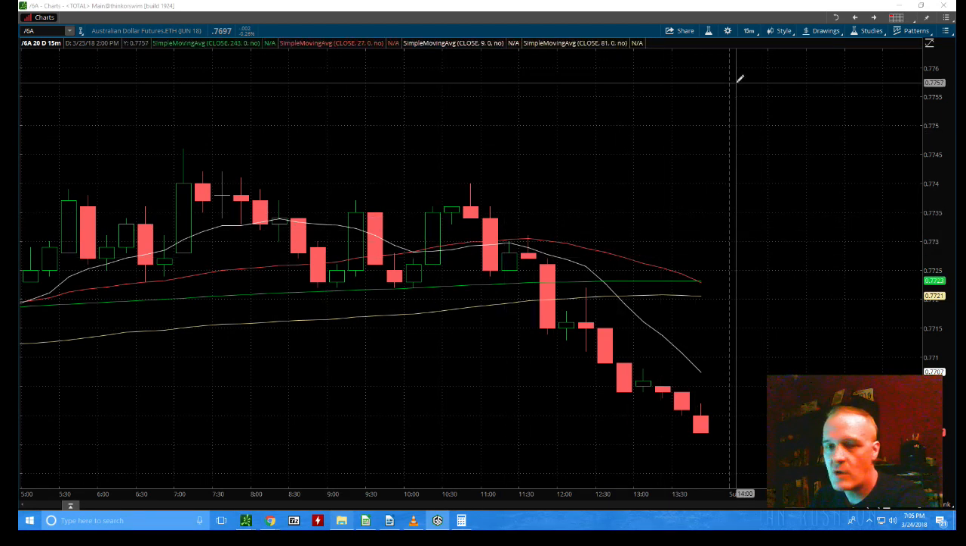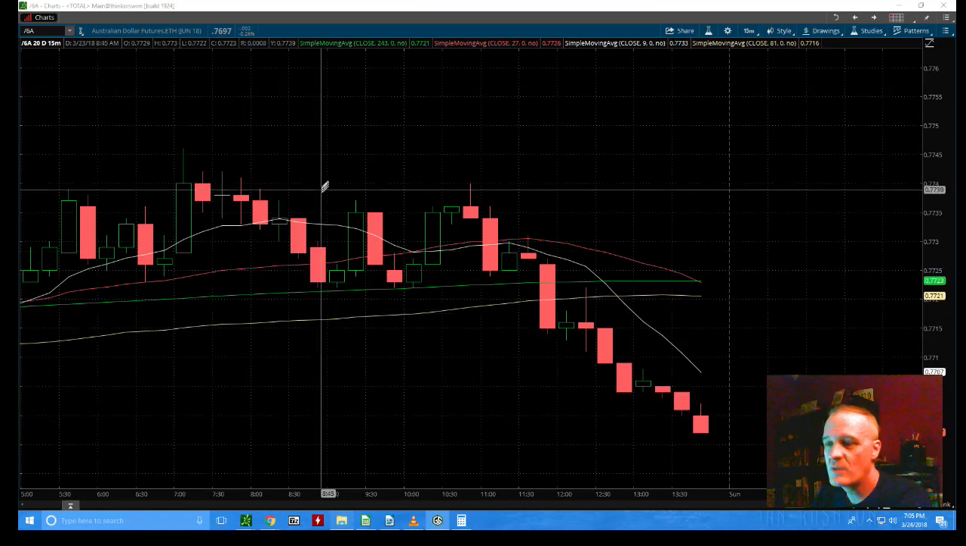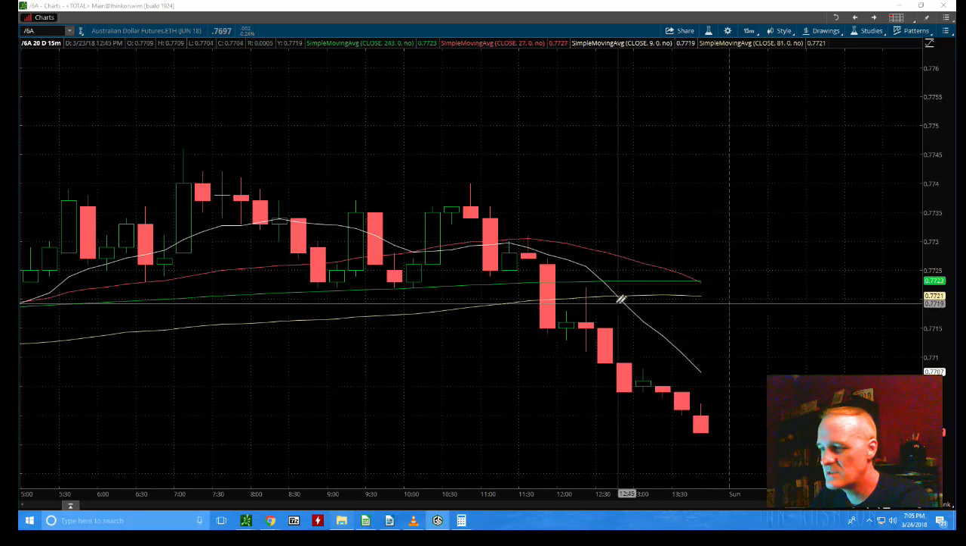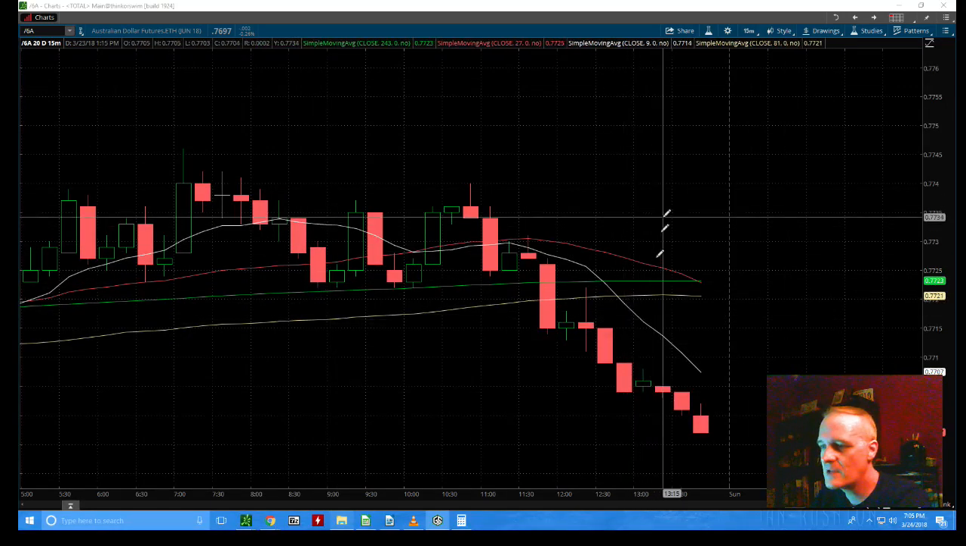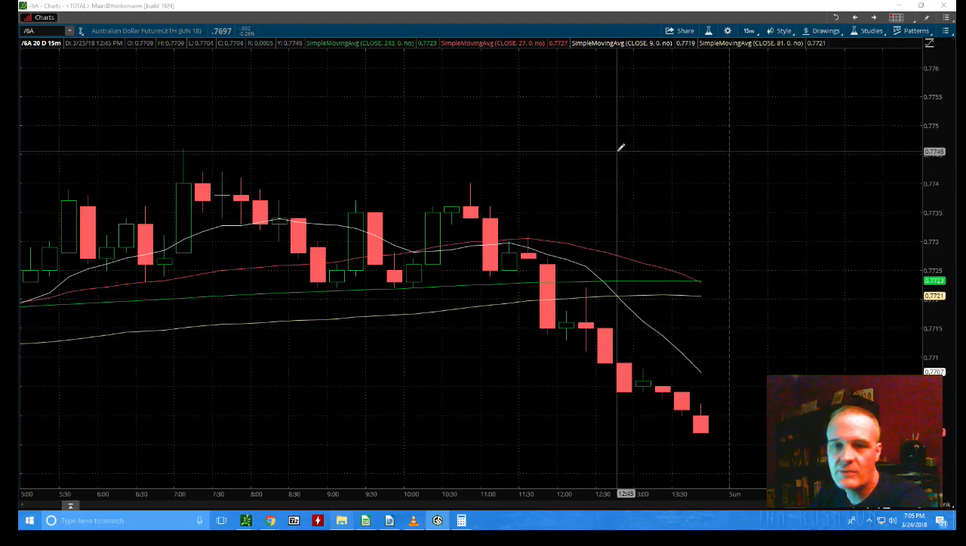Moving averages are the simplest of indicators. All they really do is plot a line, so for example, this white plot line here is a 9-period moving average.